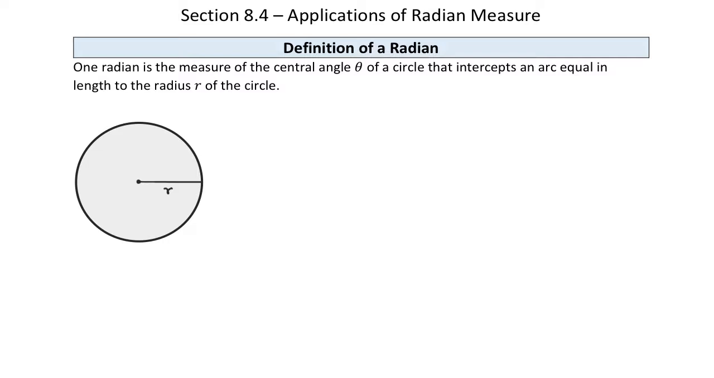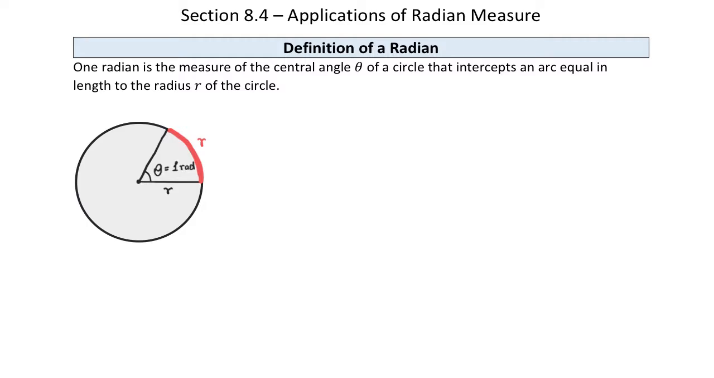In the image to the left, we are given a circle, and the radius of this circle is r. If we draw an arc that has the same length as the radius of this circle, then the measure of the angle formed is 1 radian. Let's call this angle theta, and theta equals 1 radian.